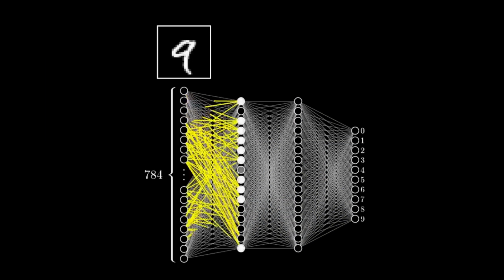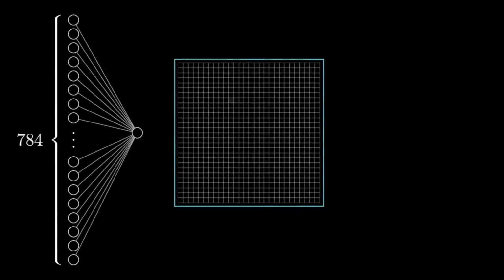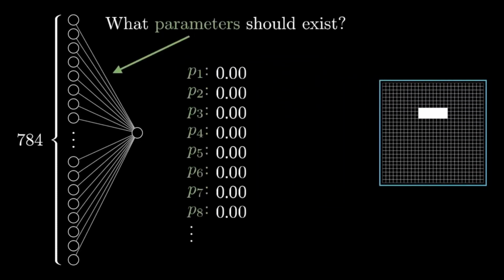The goal is to have some mechanism that could conceivably combine pixels into edges, or edges into patterns, or patterns into digits. And to zoom in on one very specific example, let's say the hope is for one particular neuron in the second layer to pick up on whether or not the image has an edge in this region here. The question at hand is, what parameters should the network have?